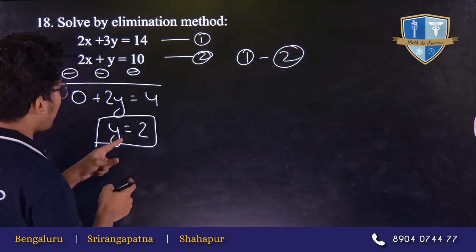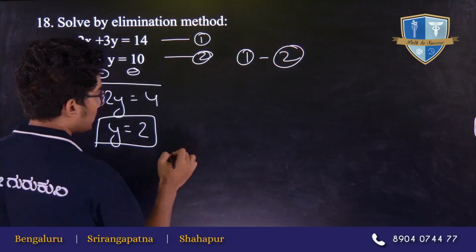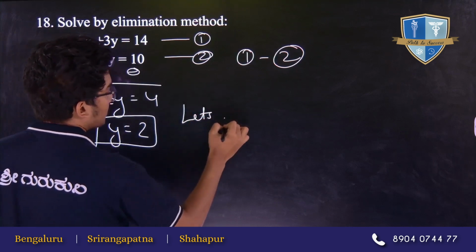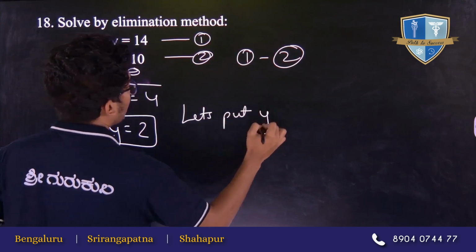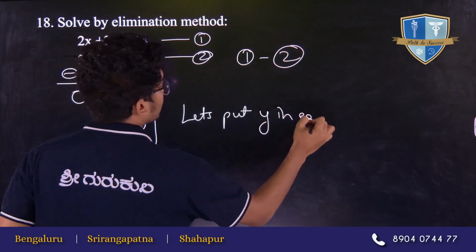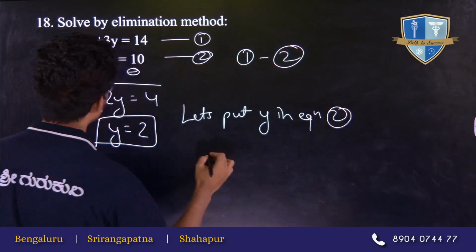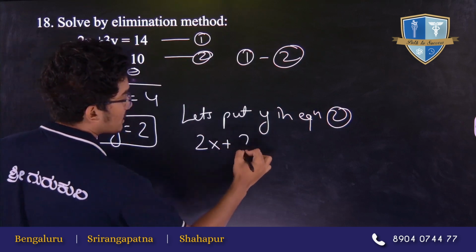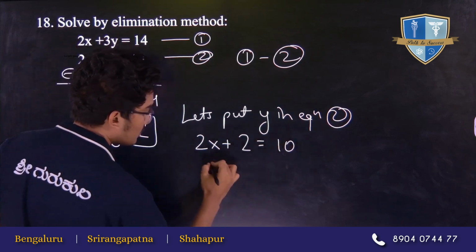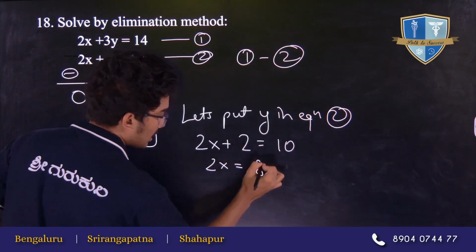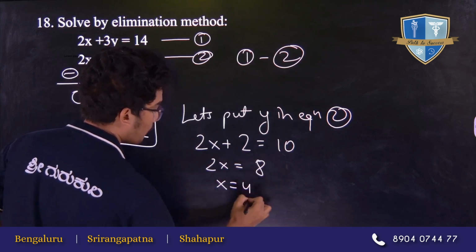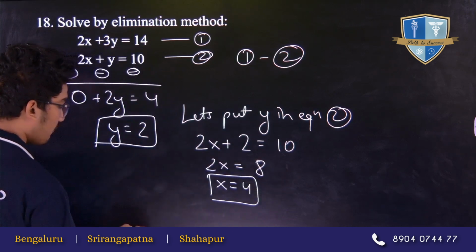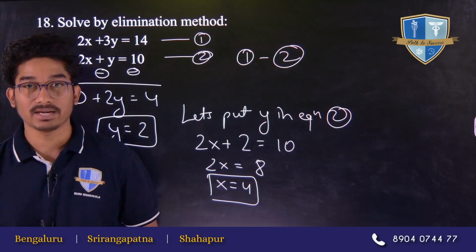So let's put y in any of these equations. Let's put y in equation 2. So we will get 2x plus, instead of y we will write 2. So plus 2 is equal to 10. So 2x is equal to 8. x is equal to 4. So the values of x and y are 4 and 2 respectively.